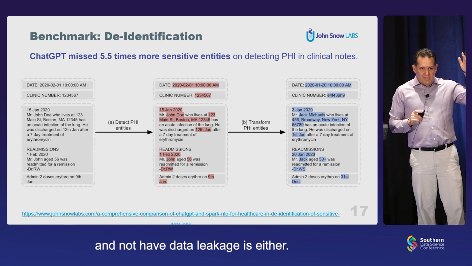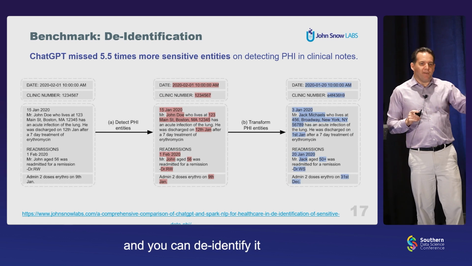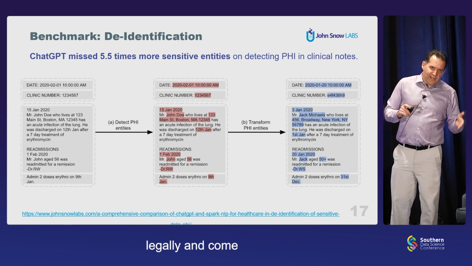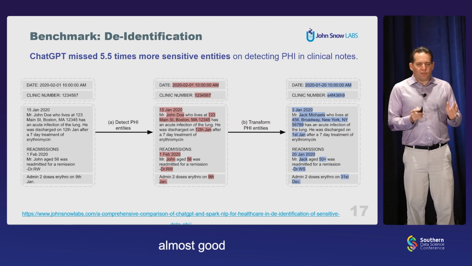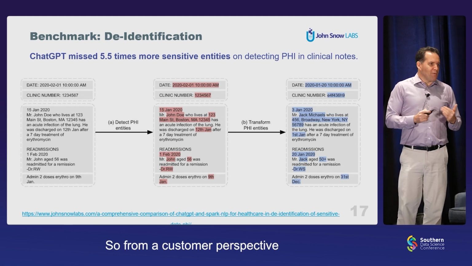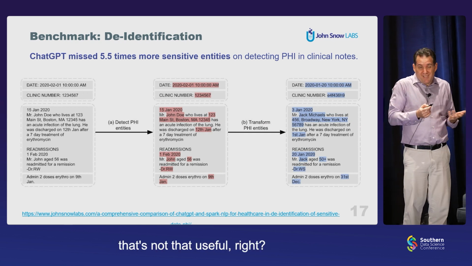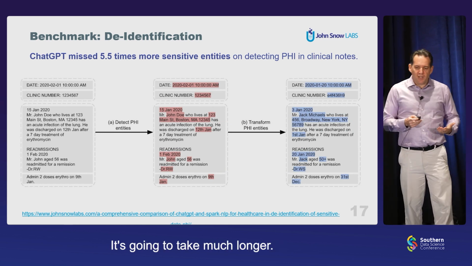It's either completely done. So either you're over 99% accurate and you can certify it legally and say this is de-identified, or you say, well, I'm almost good or I'm pretty good, which still means that a human has to look at each and every one of them. So from a customer perspective, that's not very useful, because I still need to pay people to read the whole thing one by one. It's going to take much longer.